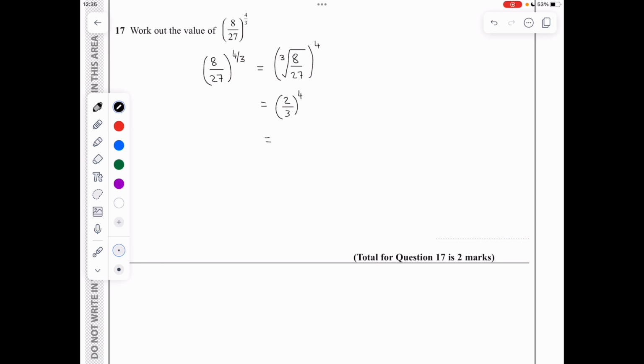Now 2 to the power of 4 is 16 and 3 to the power of 4 is 81, and therefore the final answer is 16 over 81.